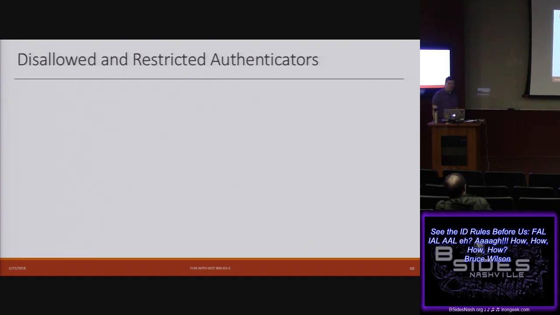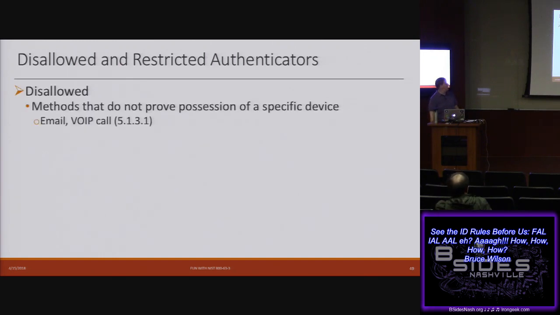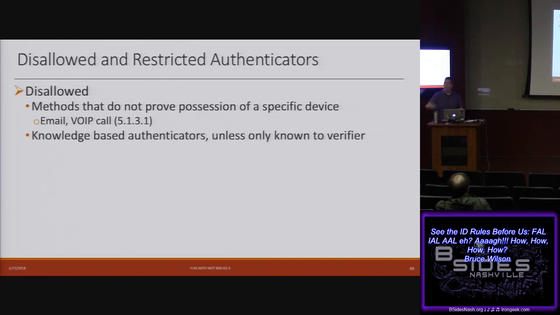Rev 3 also talks about some disallowed and restricted authenticators, and this is what gets into some interesting language. So there's some things that are disallowed. That email example that I showed earlier is actually a disallowed authenticator in Rev 3 because how many different devices can I get my email on? So it doesn't prove possession of a single device. VoIP is much the same issue. I've talked about knowledge-based authenticators.